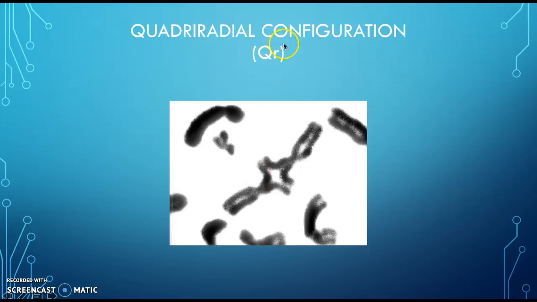Next is the quadradial configuration that happens due to these mutations. This configuration is caused by the tendency of exchange between chromatids of homologous chromosomes at homologous sites due to chromosome instability. And so that is why this stability of chromosomes is so important in healthy BLM proteins. And so this instability, when there's a mutated BLM protein, causes this configuration here.